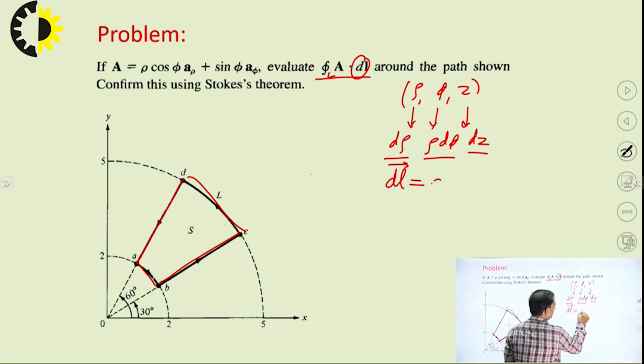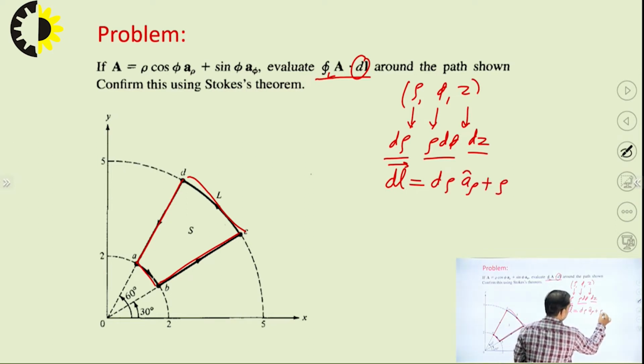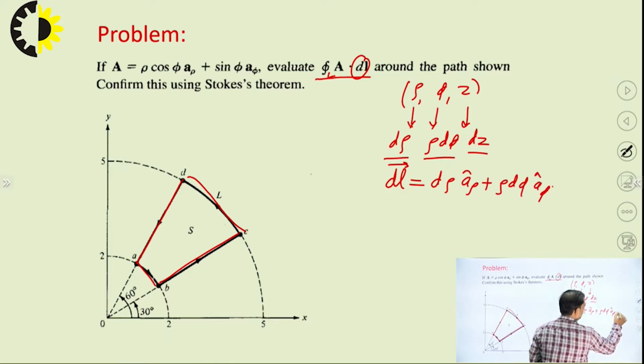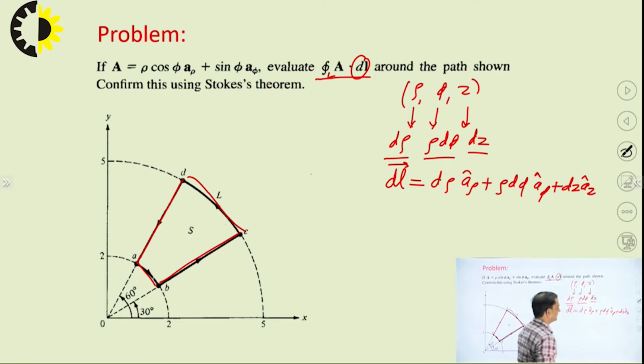dl will be dρ aρ + ρ dφ aφ + dz az. Okay, so simply we can represent this. This is the point, this is the differential element, and this is the differential length, right? So these things you have to take care of, right?